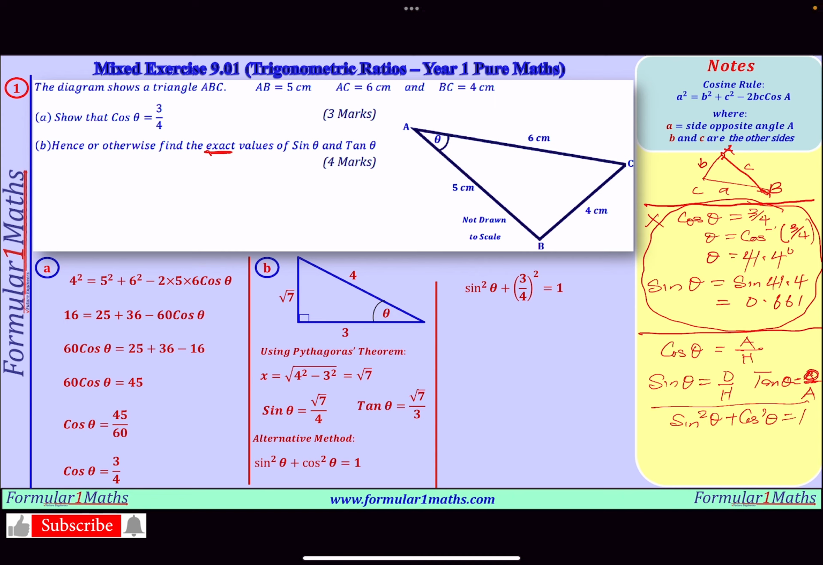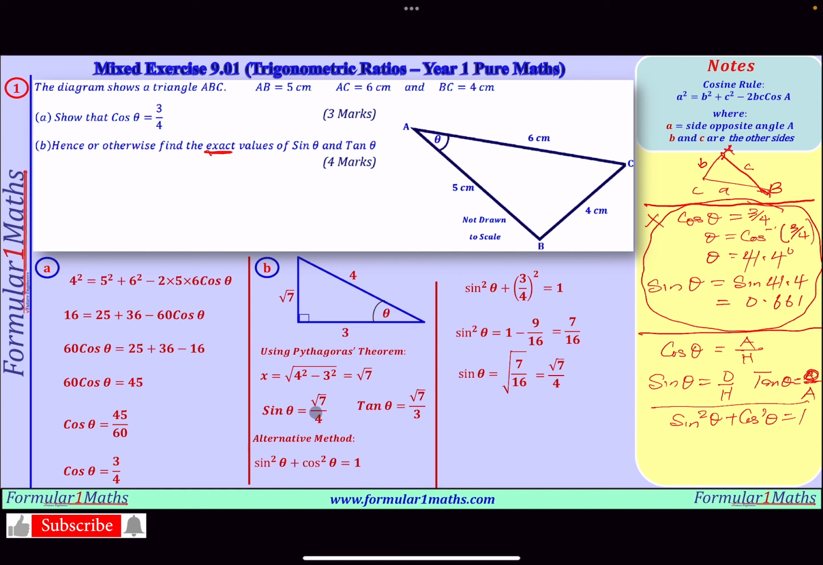So if I rearrange, I'm going to get sine squared theta equals 1 minus 9 over 16, which will give 7 over 16. But I need to find the value of sine theta, and that means finding the square root of 7 over 16, and that will give root 7 over 4. And it's the same answer that we got over here.